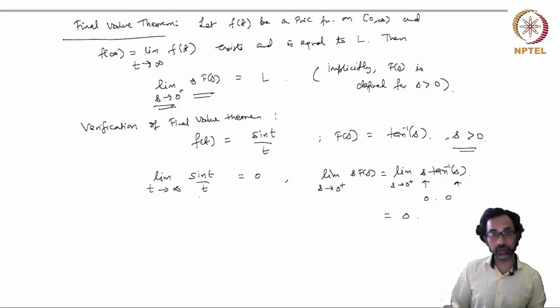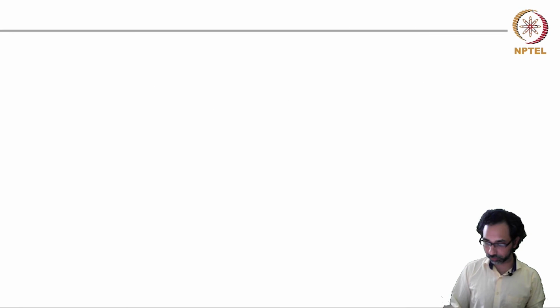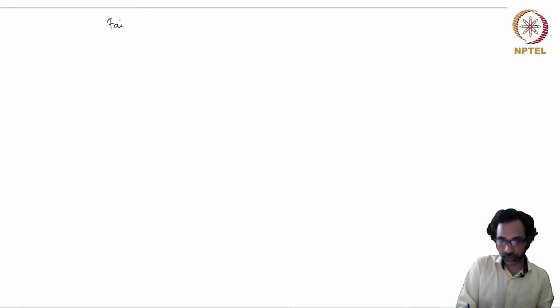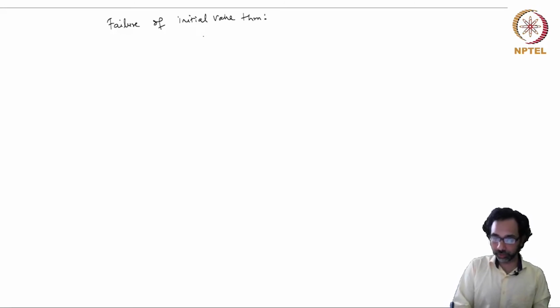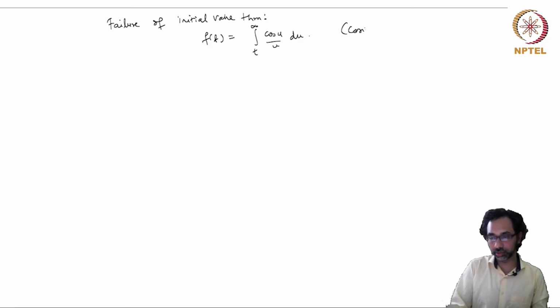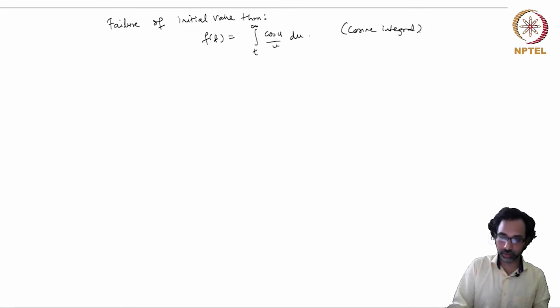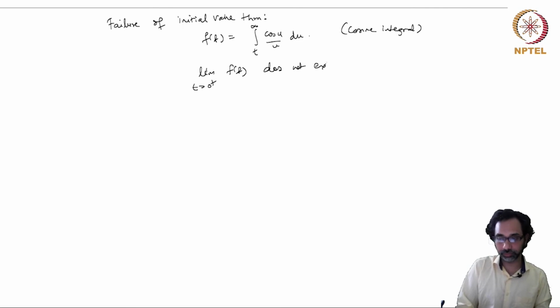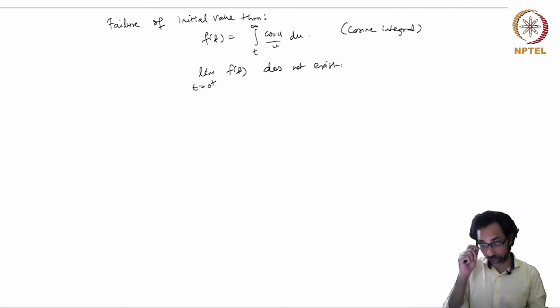Now both the initial and final value theorems can fail to hold. For example, failure of, let's say, the initial value theorem. So for example, if you take f(t) to be the integral from t to infinity of cos u over u du, so the cosine integral. Now note that the limit as t goes to 0 plus of f(t), the initial value, does not exist. We have seen this.